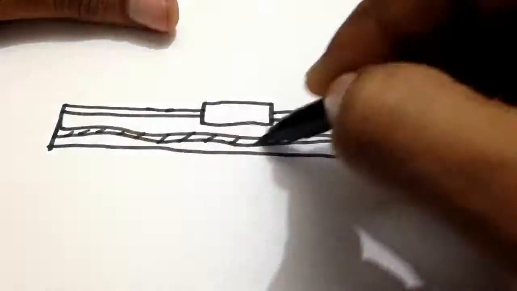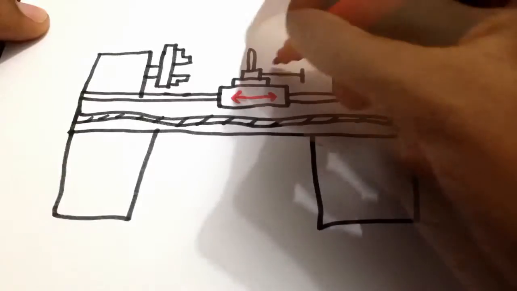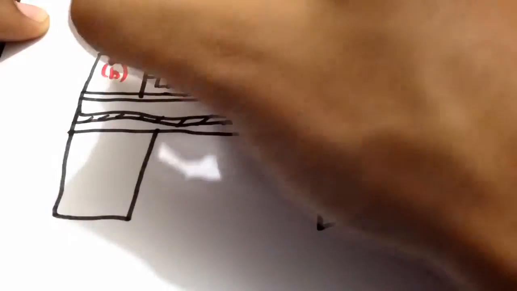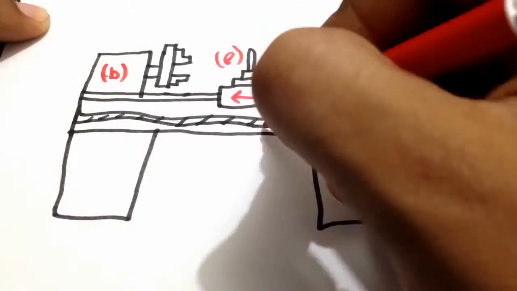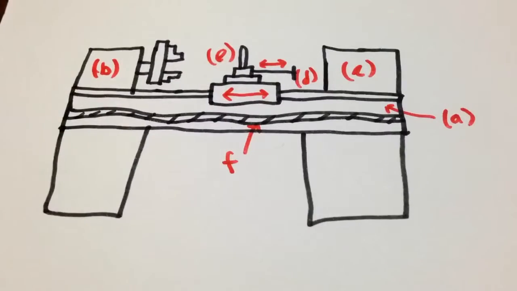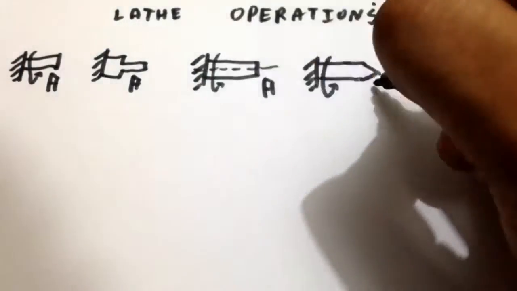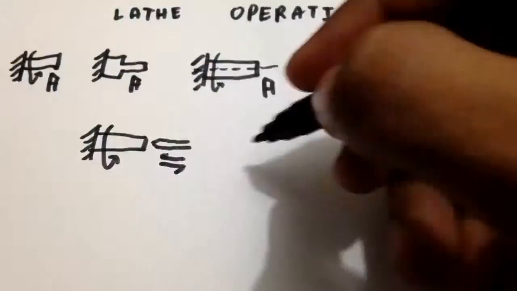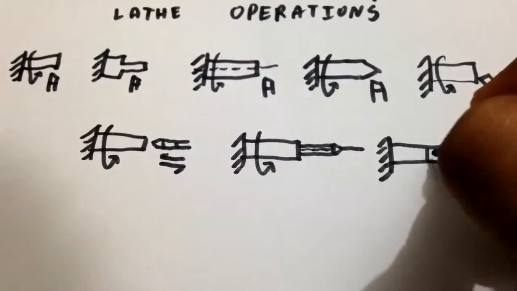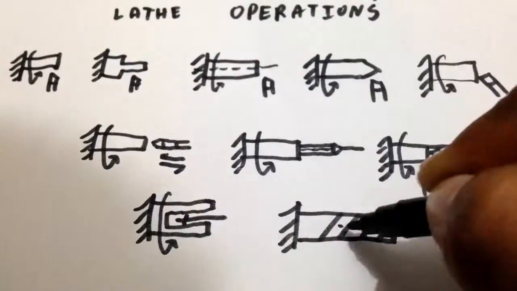A lathe machine generally includes the following parts: A. Bed, B. Headstock, C. Tailstock, D. Carriage, E. Feed mechanism, and F. Thread cutting mechanism. It can perform a wide range of operations that include straight turning, step turning, eccentric turning, taper turning, facing, drilling, reaming, boring, knurling, and thread cutting.